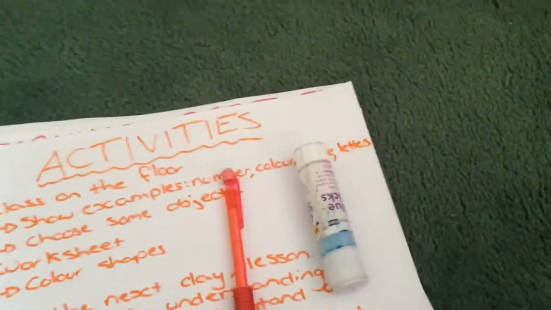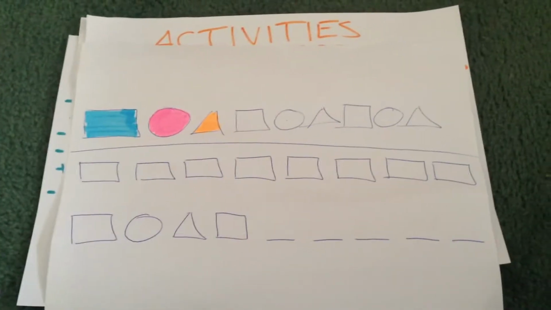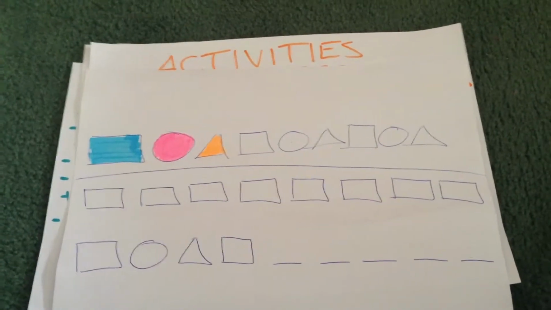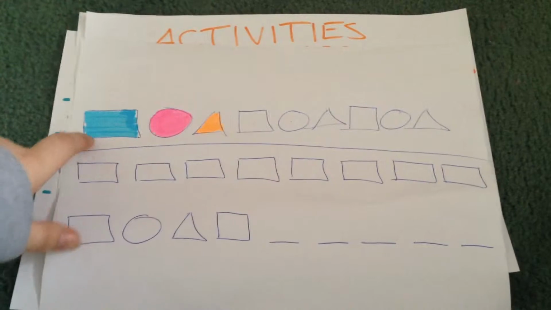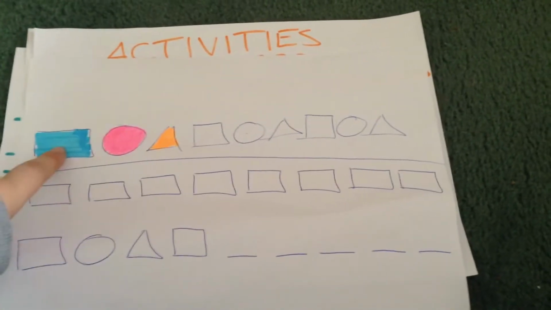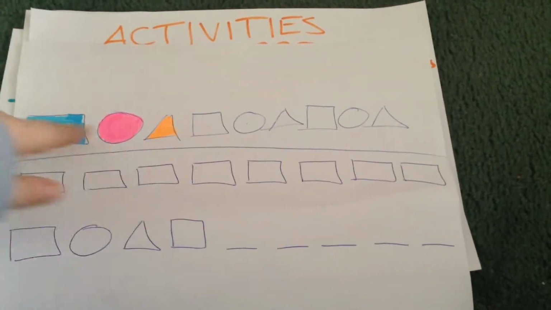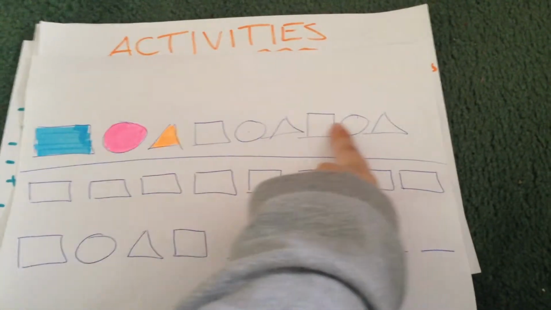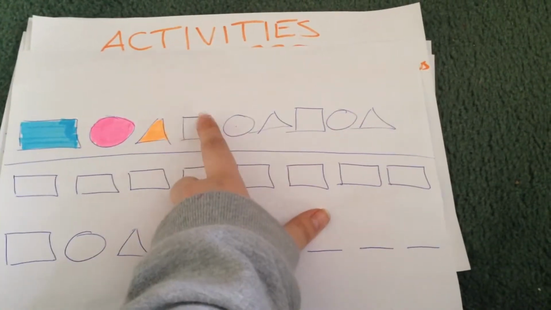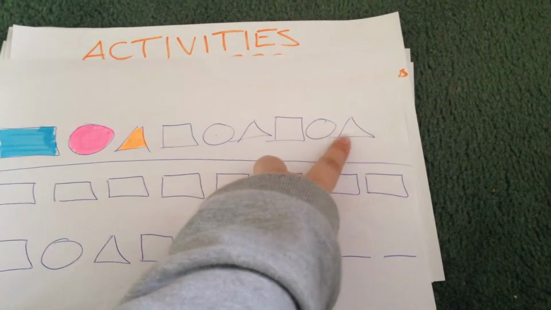And something else to use is a worksheet. A simple worksheet should be used. It can be modified to make it easier or modified to make it harder, depending on how the students do. So one, you could use shapes and colours together, such as the square is blue, the circle is pink, and the triangle is orange. Then the students will go through the pattern and they will continue to colour. So they will do blue, pink, orange, blue, pink, orange.